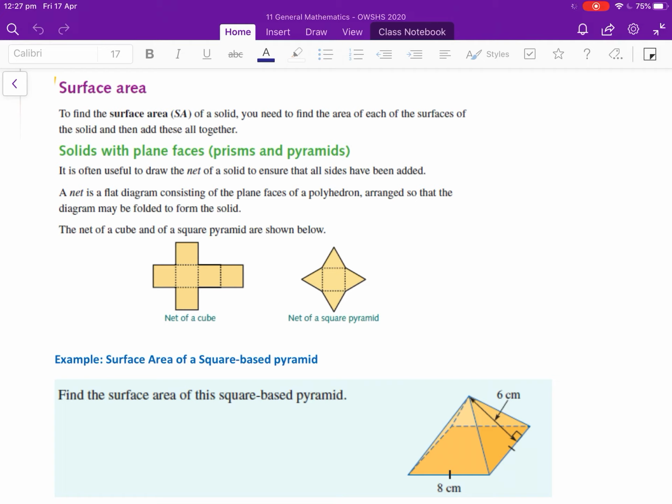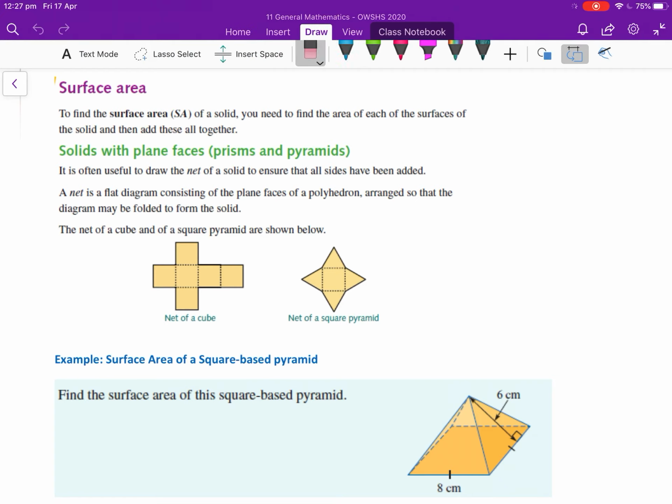So if we think about a cube, or a square-based pyramid as we've got here, in these two places, with a cube we can see the idea of unfolding it. Each of those 6 faces are exactly the same, they're all a square. So the surface area for a cube would be 6 times the area of one of those faces. Being a square, we know the area is side squared. So whatever the side length is, multiply that by itself, square it, and then times 6, and that would give you your surface area of the cube.